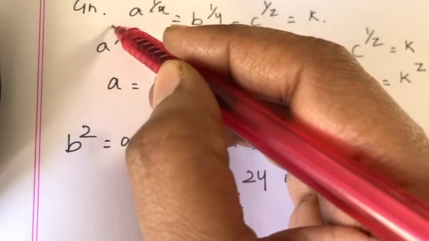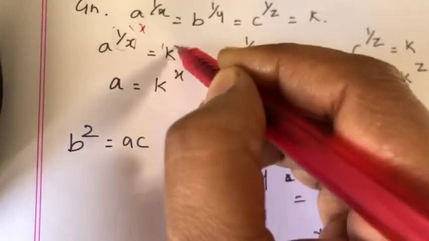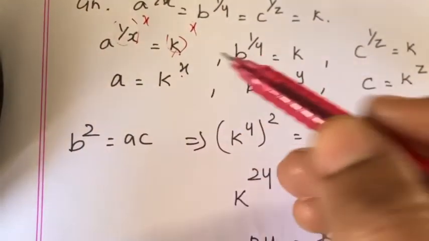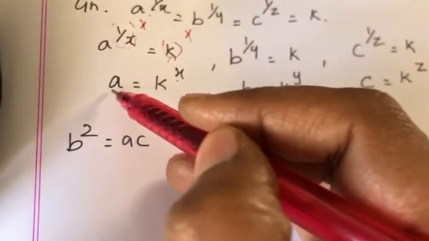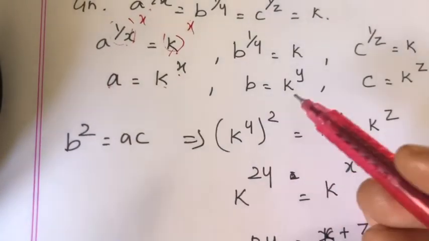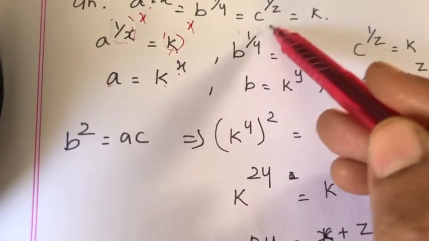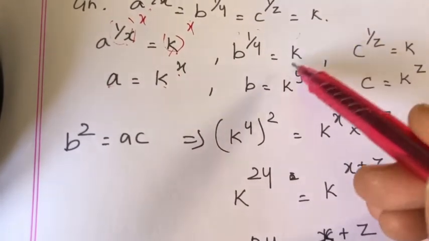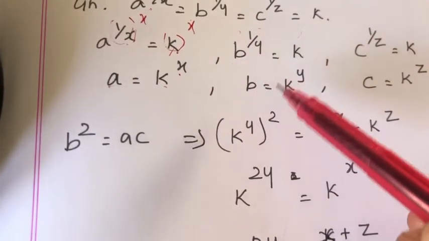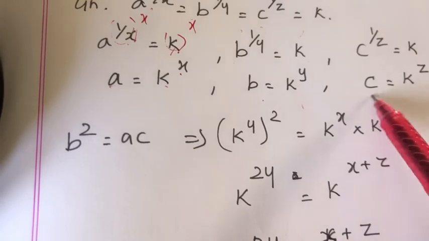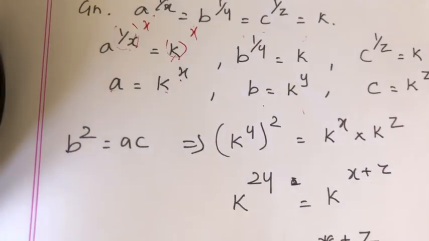We raise the power to x on both sides. So, it is k power x. Here x and x will get cancelled. So, a is equal to k power x. Here we can raise the terms to power y. So, y cancels out, b equal to k power y. Similarly, c is equal to k power z.